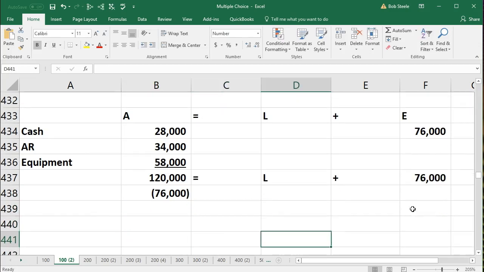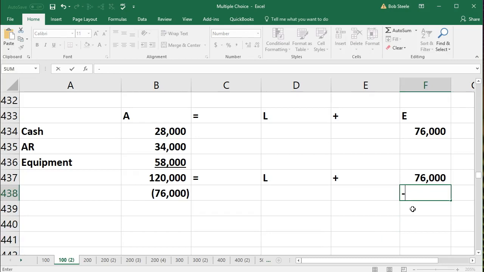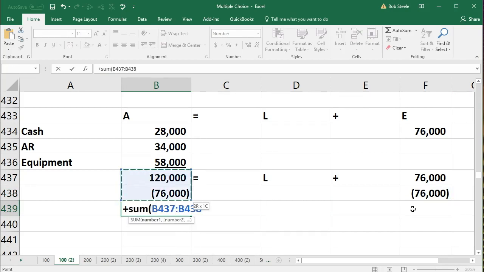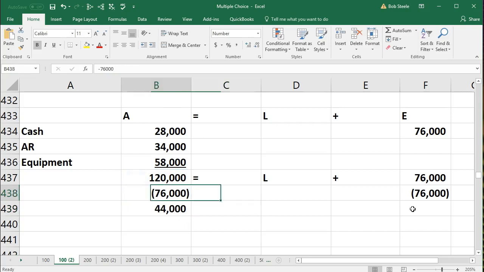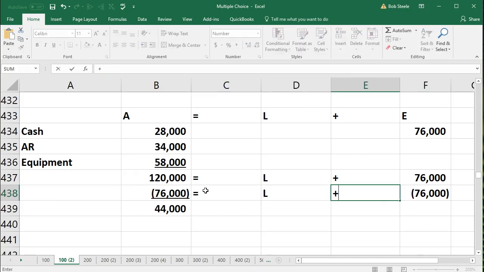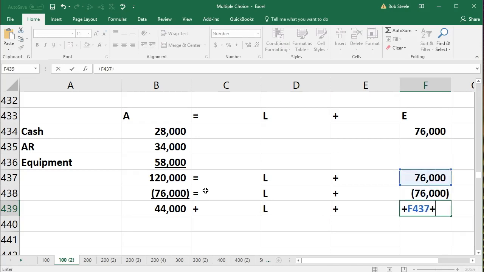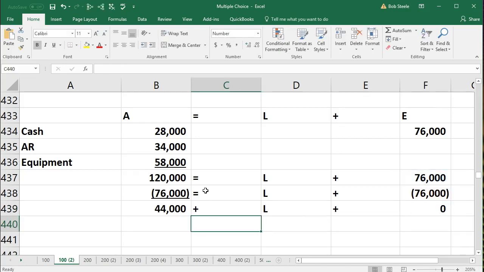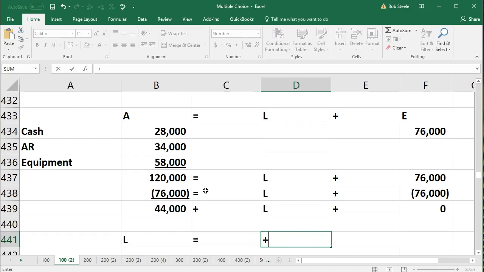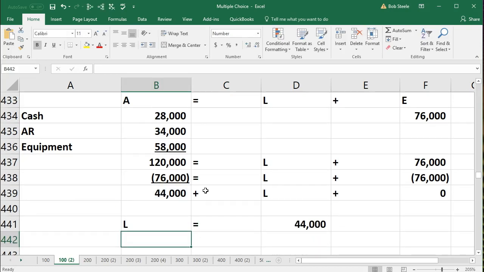I'm going to scroll down just a bit. We can't see the question anymore, but we should be okay. We're going to subtract 76 from each side. And as we do that, we're going to say that 120,000 minus 76,000 is 44,000. Going to go ahead and underline that. Equals the liabilities plus the equity, which is of course 76,000 minus 76,000 or 0. And therefore, if we just flip this back around, we're going to say liabilities is equal to the 44,000.